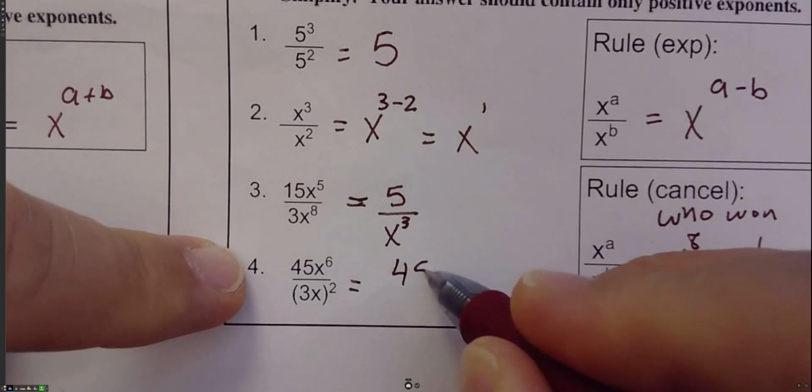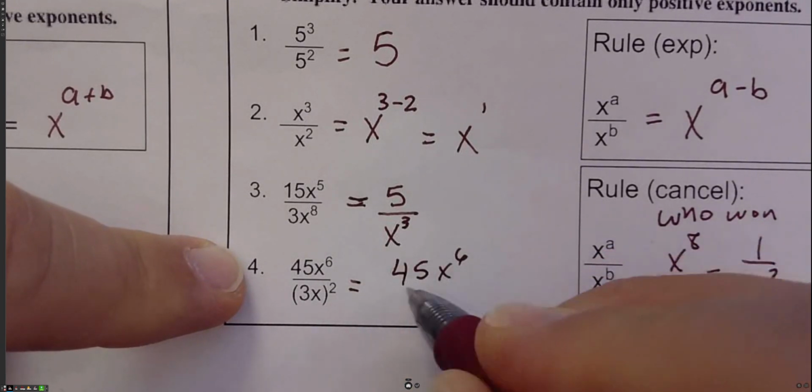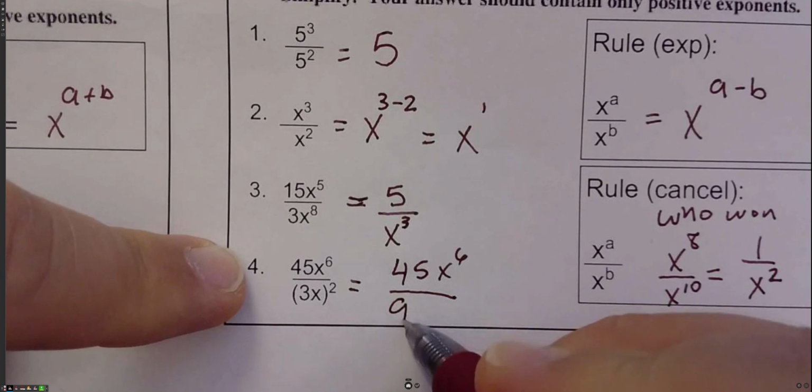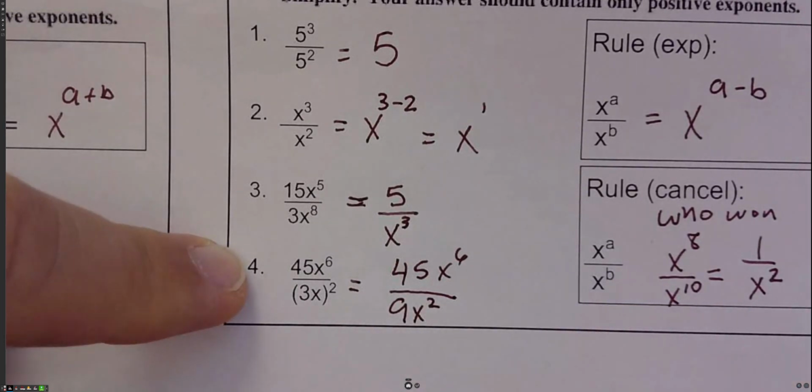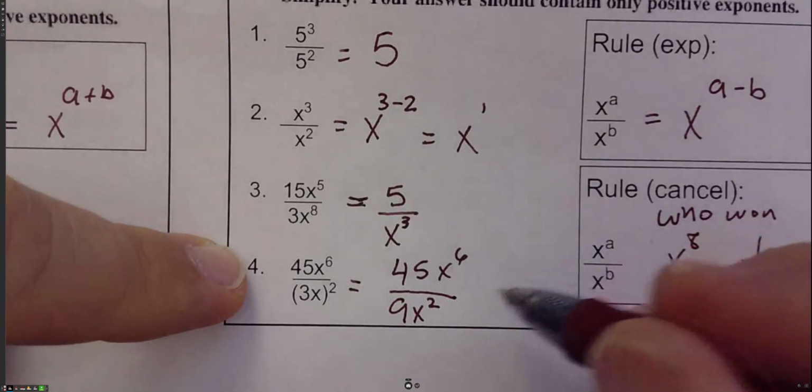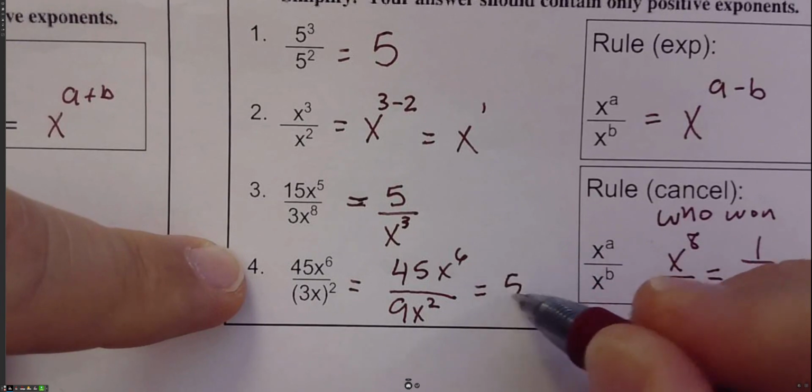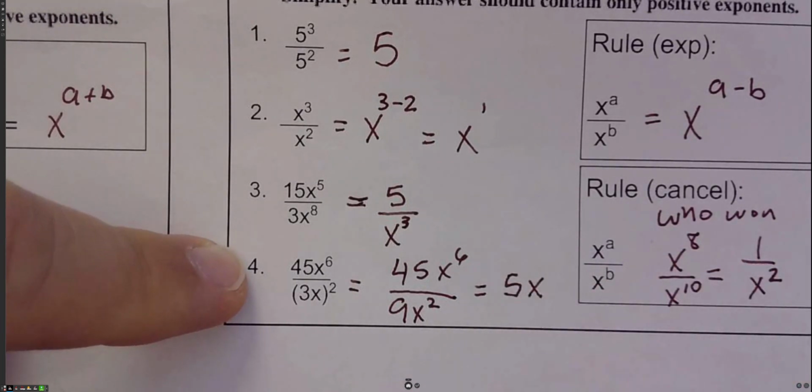This one I want to fix. This is really 45x to the 6 over 9x squared, right? I've got to square the 3 and I've got to square the x. And then we get 5x to the 4th power.